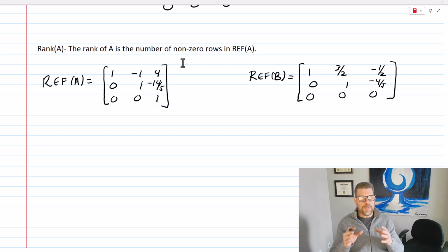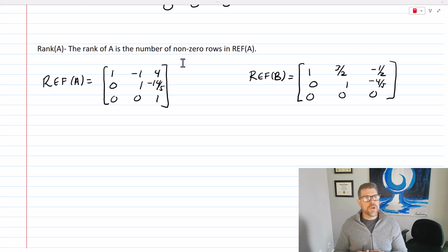The last concept that we want to go over inside of this video is this really important idea of the rank of A. And the rank of A is going to become absolutely crucial to everything that we do in linear algebra. So what the rank of A is, it's pretty simple. It's the number of non-zero rows in the REF of A. It gives us an incredible amount of information.